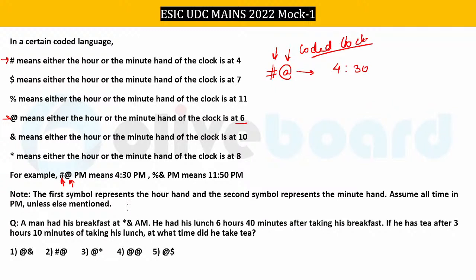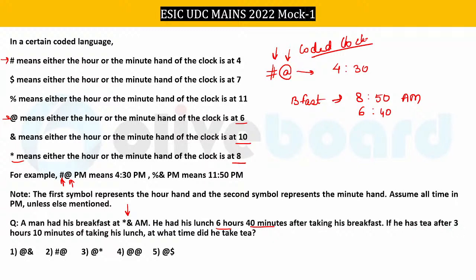A man has his breakfast at asterisk ampersand. So asterisk means 8. So what is the breakfast time here? You can see asterisk at the rate. So that means 8 and ampersand here. Ampersand means what? 10. So minute hand at 10, that means you can see that it has to be 50. So 8:50 a.m., right? So he had his breakfast at 8:50 a.m. Now he has his lunch 6 hours 40 minutes after taking the breakfast. So 6 hours 40 minutes. Now if he has his tea, right?